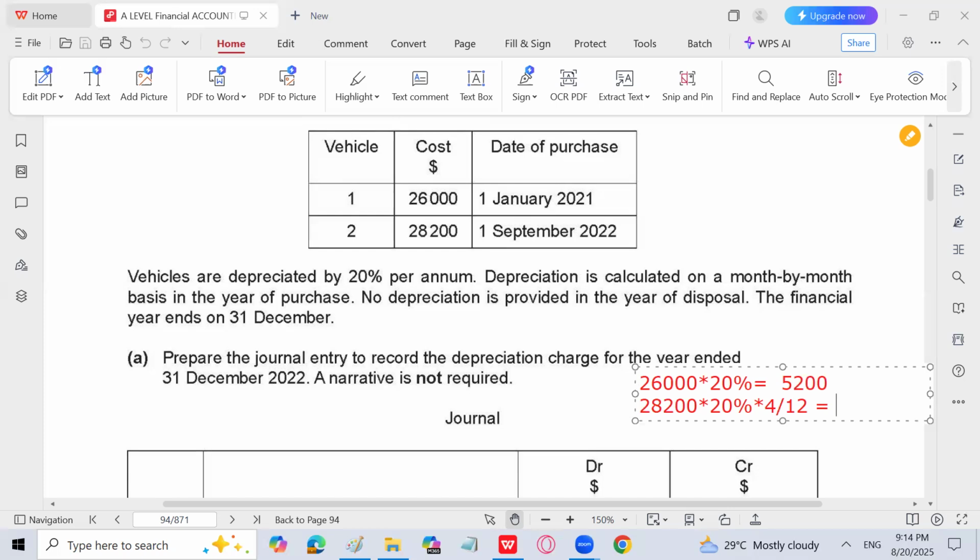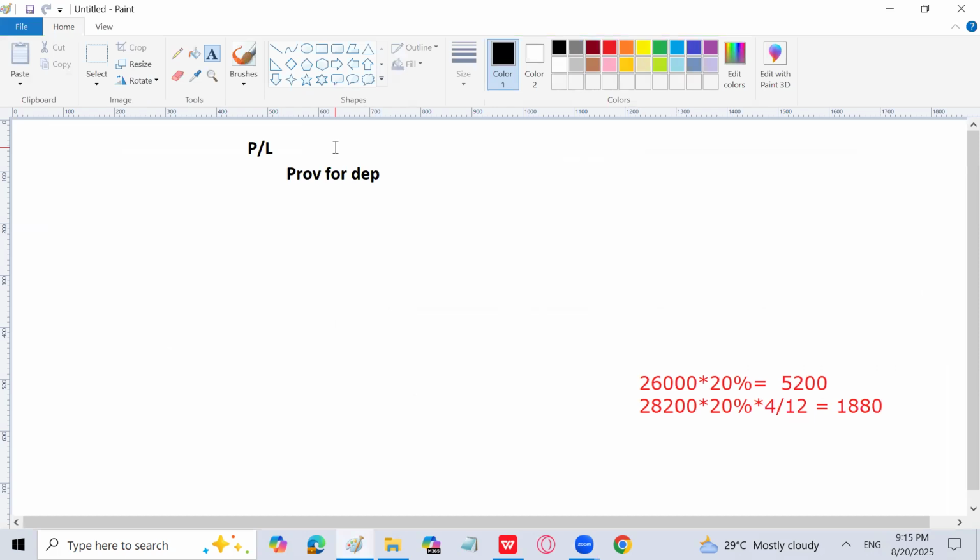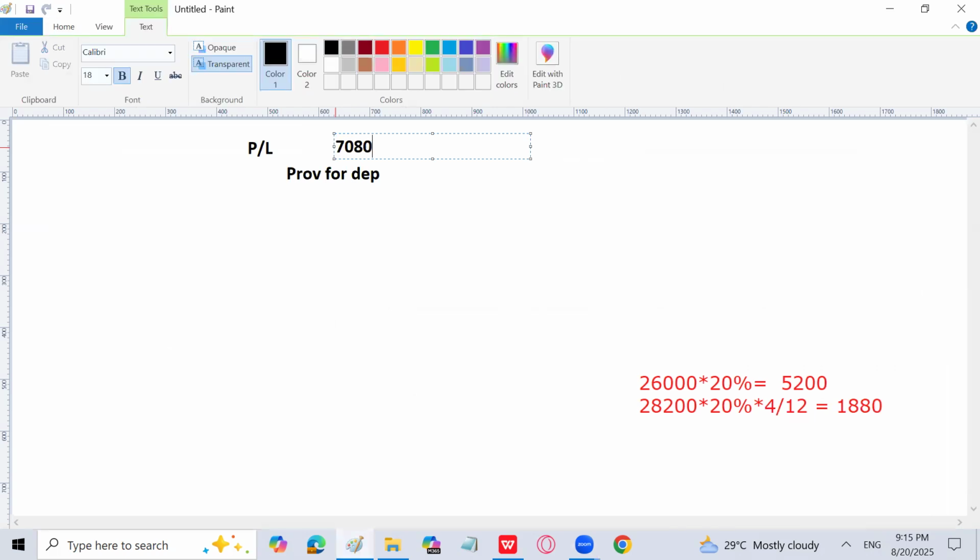That is 1880. Okay, now go for the total. 5,200 plus 1880. This will be the depreciation charge for the year, for which we have to pass the entry. Narration is not required. Yes, 7080. I will pass the entry: profit and loss account debit 7080, provision for depreciation credit 7080. So we are done with this particular part, and we have passed the entry for depreciation regarding this particular scenario.